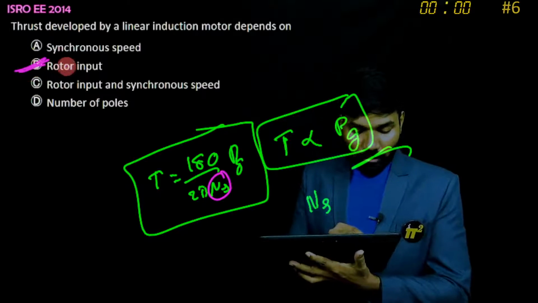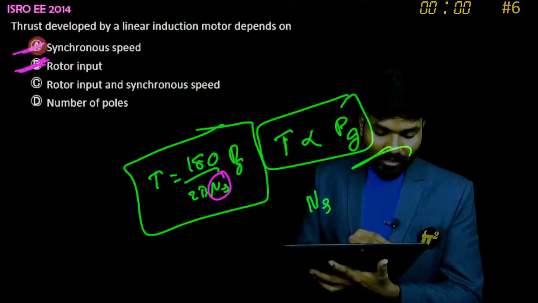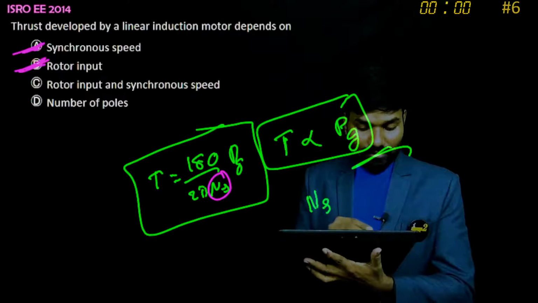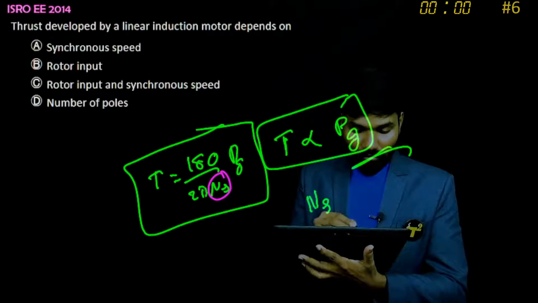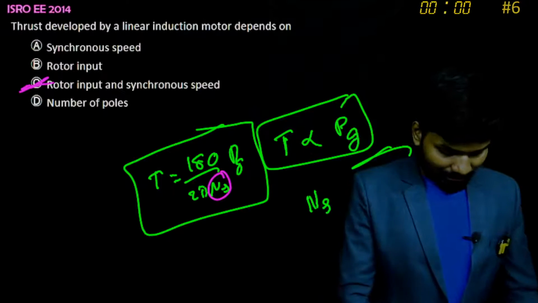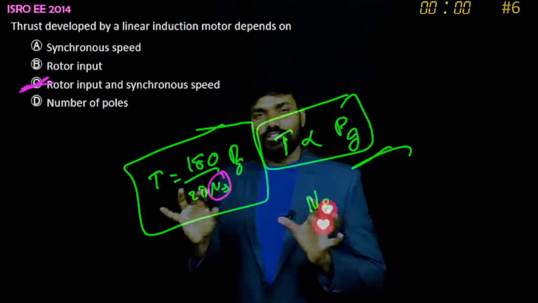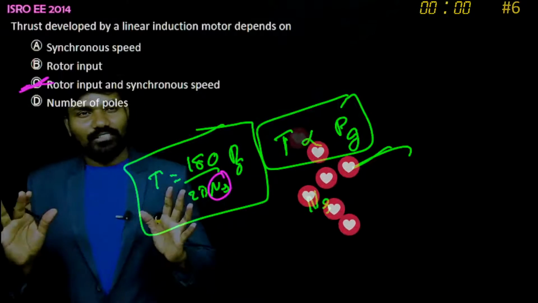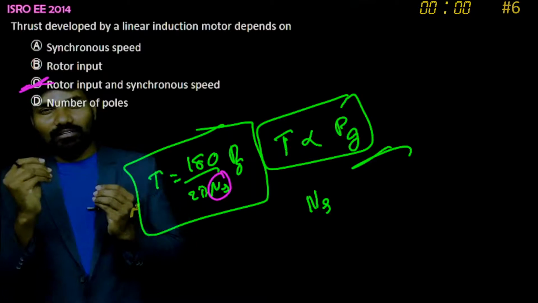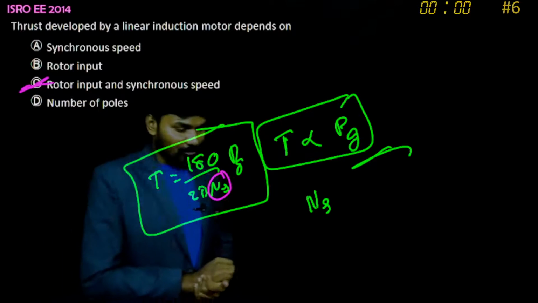So rotor input power is the answer, but in the options, synchronous speed is also there. So both A and B are the answers. We have an option here which combines both A and B. Option C is the right answer. I hope you got the point. Simple, lovely equation. This equation is enough. You have to have an idea of these simple things. If you have an idea of that, I know it will work for you.